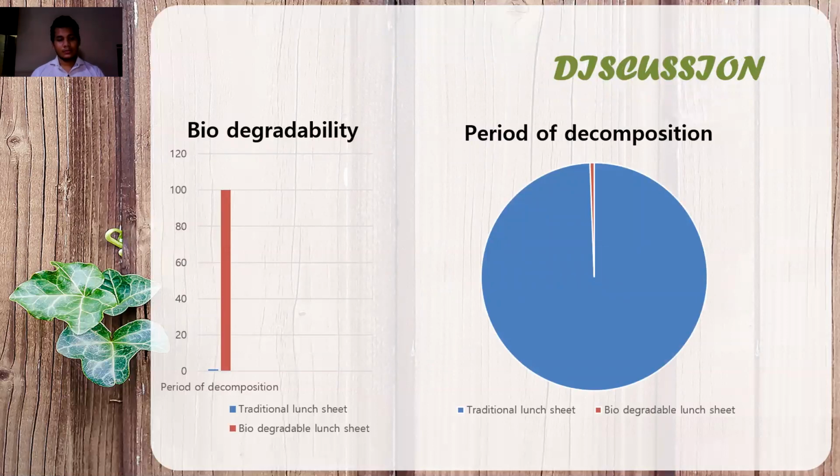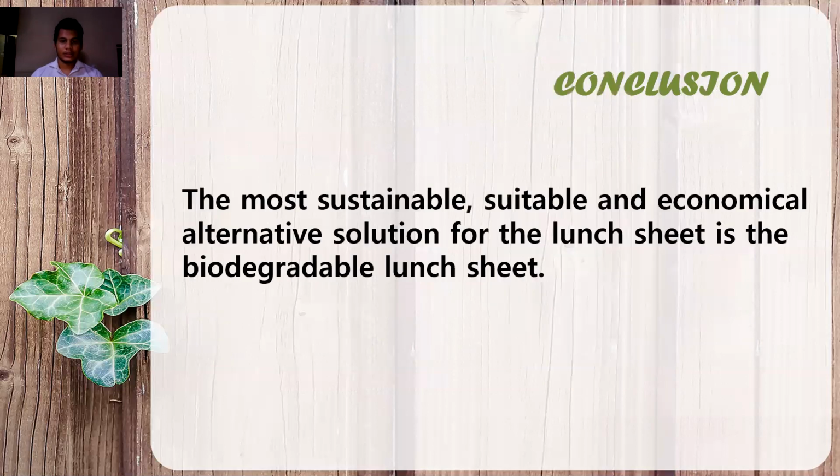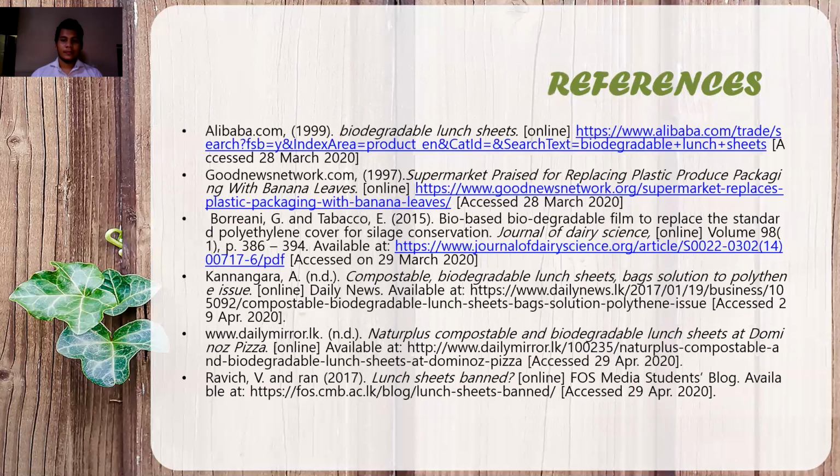So these are some statistical data which you can see here. The biodegradability is very high in the biodegradable lunch sheet, whereas the period of decomposition is very high in the traditional lunch sheet, which shows us the advantages of the biodegradable lunch sheet over the traditional lunch sheet. Therefore, I would like to conclude that the most sustainable, suitable, and also economical alternative solution for the lunch sheet is the biodegradable lunch sheet.